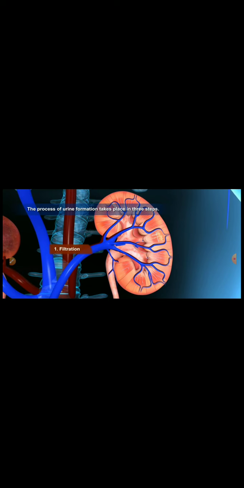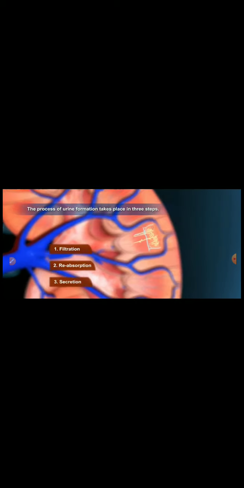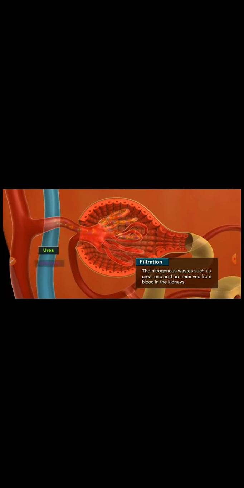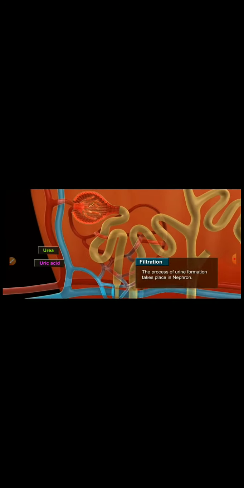The process of urine formation takes place in 3 steps: 1. Filtration. 2. Reabsorption. 3. Secretion. Filtration. The nitrogenous wastes, such as urea and uric acid, are removed from the blood in the kidneys. The process of urine formation takes place in the nephron.